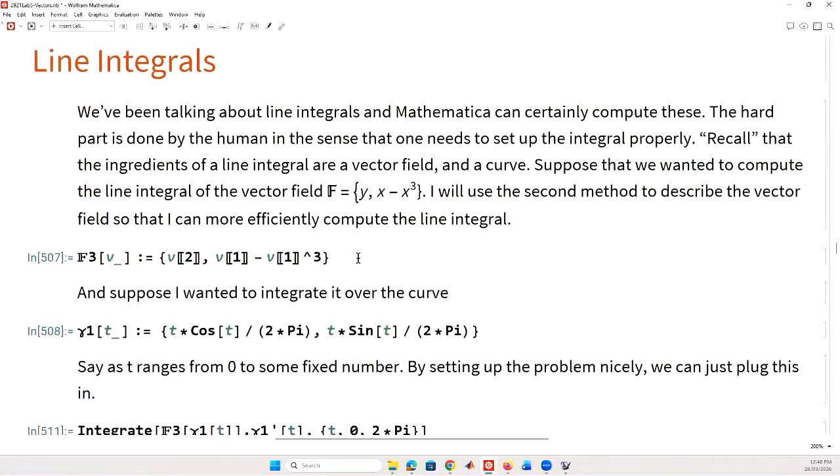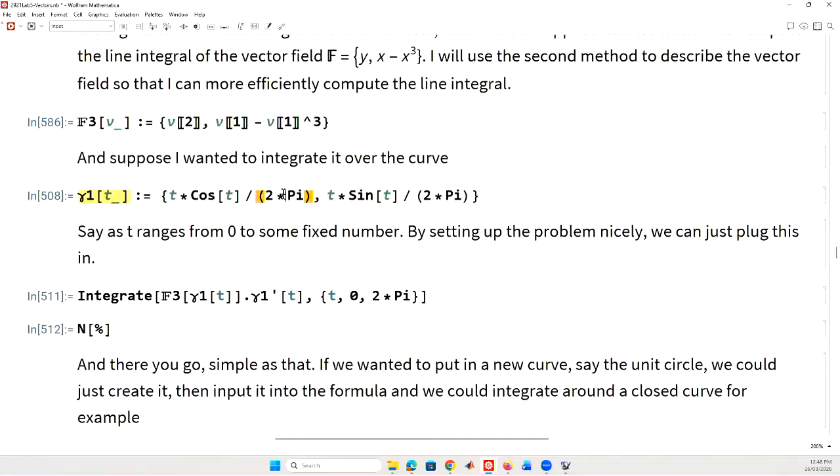It helps you sanity check, if nothing else. And then we talked about line integrals. So we have f3, and f3 is y, x minus x squared. And we're going to want to integrate it over this weird curve, t cos t divided by 2 pi, t sine t divided by 2 pi.